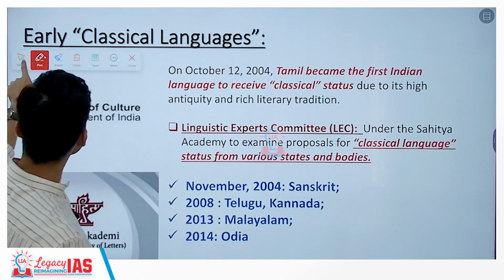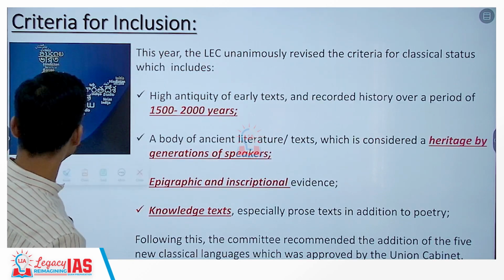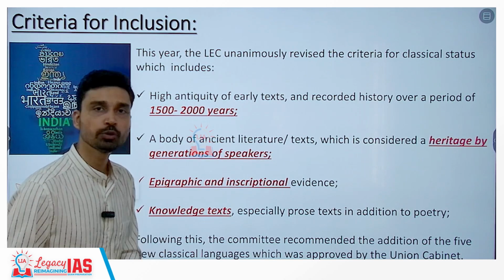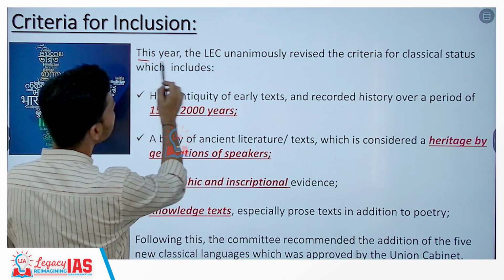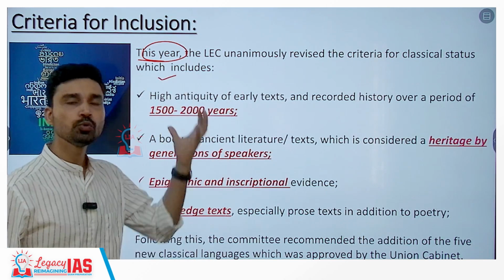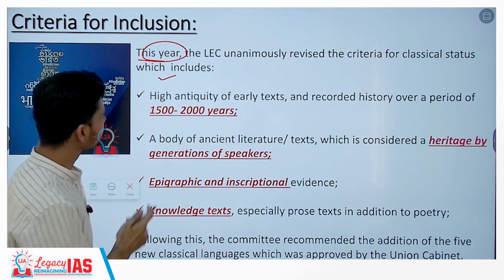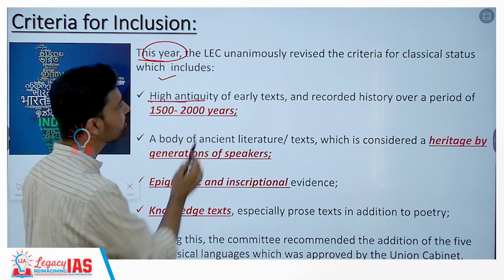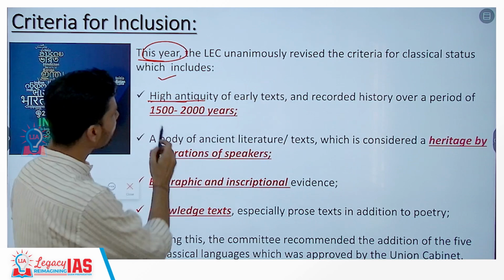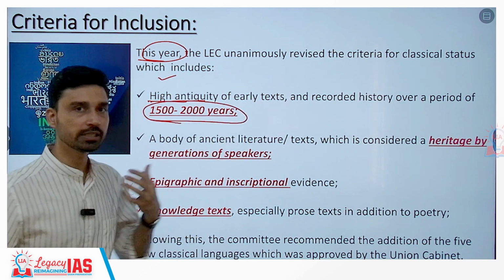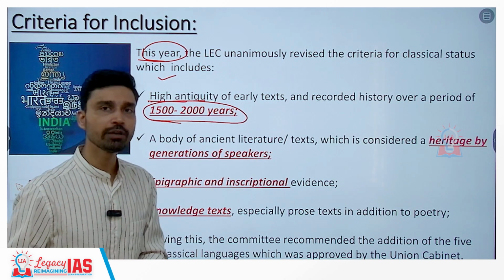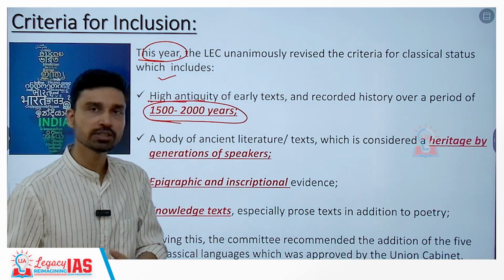So, let us try to understand the criteria on the basis of which the linguistic expert committee determines whether a language should be included or not. This year the LEC has unanimously revised the criteria for classical status, which includes the following. The first criterion is that the language should have high antiquity of early texts and recorded history over a period of a minimum of 1500 to 2000 years. That means the language, in its original form or in its present form, should have been spoken for at least 1500 to 2000 years continuously.